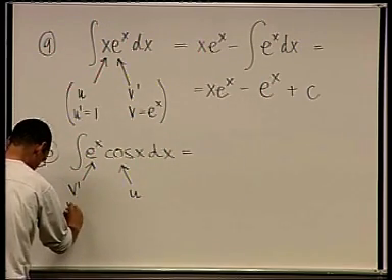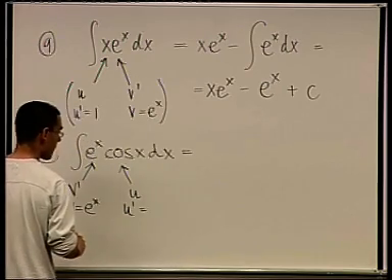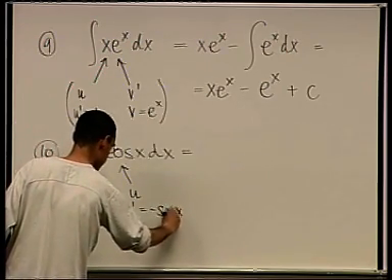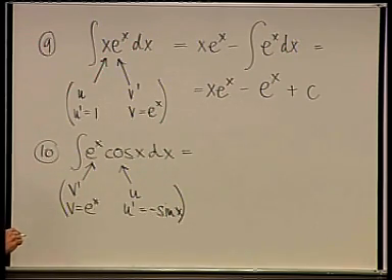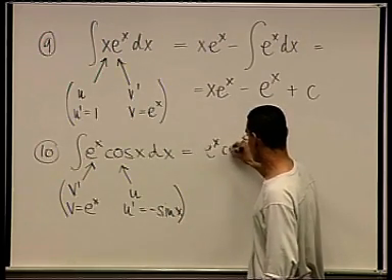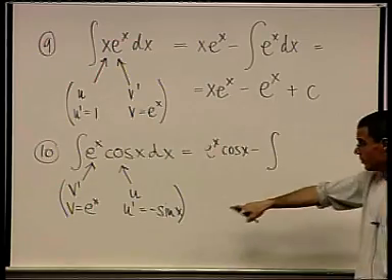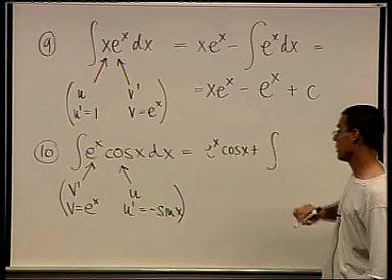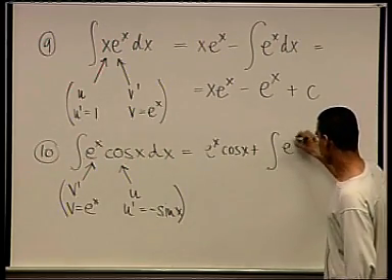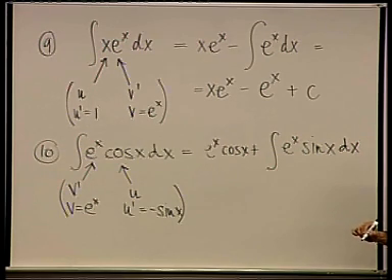If this is v prime, what is v? E to the x. If this is u, what is u prime? Minus sine of x. This is the derivative of cosine is minus sine. Right? So what do we get? We get u times v, e to the x times cosine x, minus the integral. This minus is because of the formula. The integral of u prime v. So there's another minus from here, making this minus into a plus. And then we have e to the x sine x. Does everybody agree so far? Good?